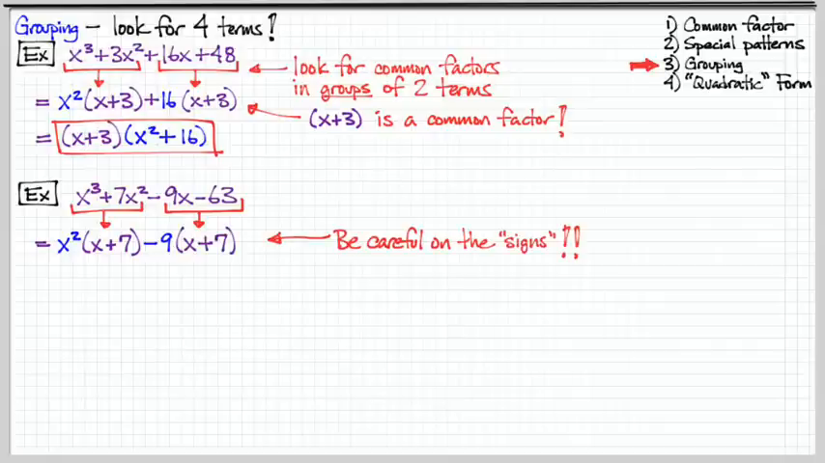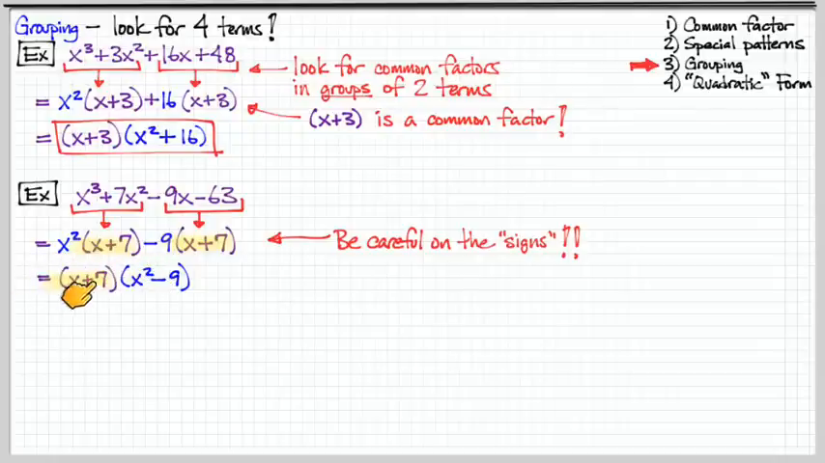So we have to be very careful about the signs, and if we do this right, and again, grouping doesn't always work, but in these 2 cases it does. We see we have a common factor here. We have the x plus 7 in both cases, and so this allows us to continue on and factor out the x plus 7 portion, and we're left with x squared minus 9, which we could see up here in blue.